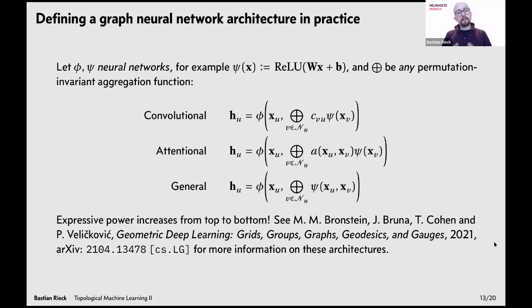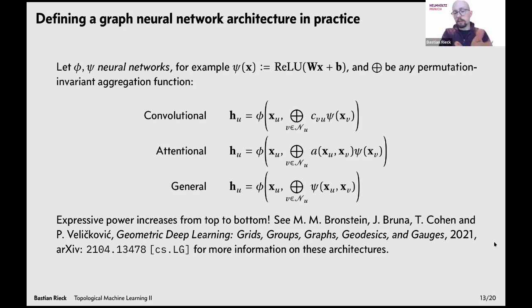To see this, I borrowed this schematic from a great book by Michael Bronstein and colleagues on geometric deep learning: Grids, Groups, Graphs, Geodesics, and Gauges. It's also known as the 5G book, and it's a very, very good read. So notice that to build some graph neural network architectures from the components that we've seen, we take two neural networks, phi and psi.